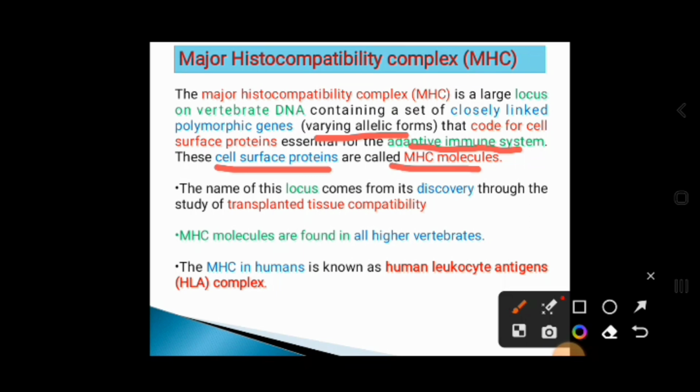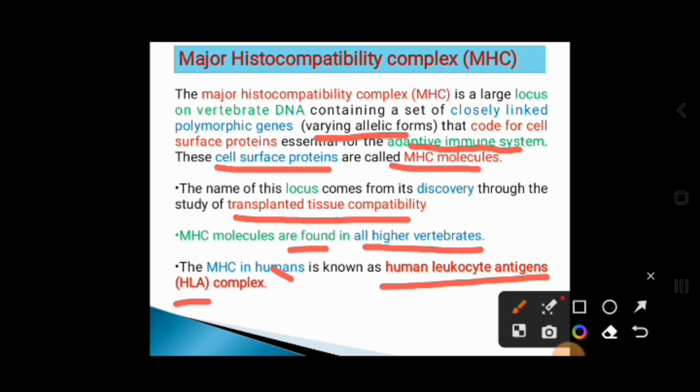The name of this locus comes from the discovery through the study of transplanted tissue compatibility. The MHC molecules are found in all higher vertebrates. In humans, the MHC is known as the human leukocyte antigen, that is the HLA complex.